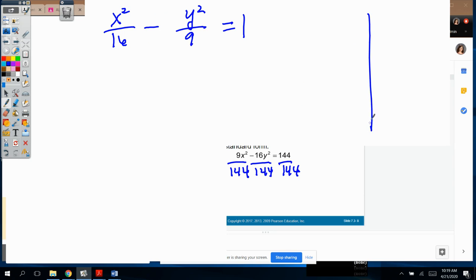The center is 0, 0, because today all the centers are going to be 0, 0, and basically there's no parentheses by the x and y. Now, x squared is first, so that means it's going to go in the x direction, which is this way.